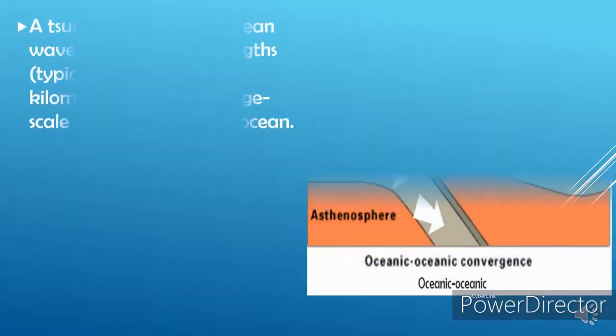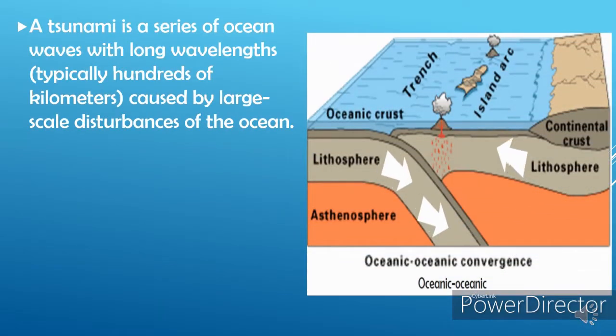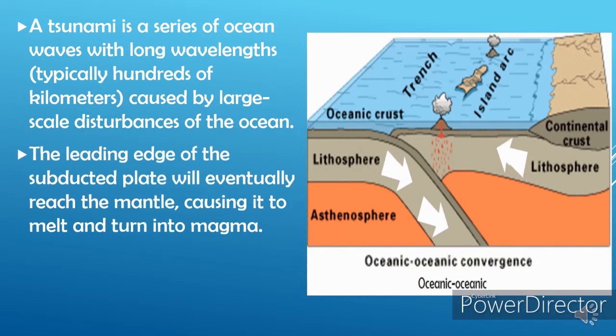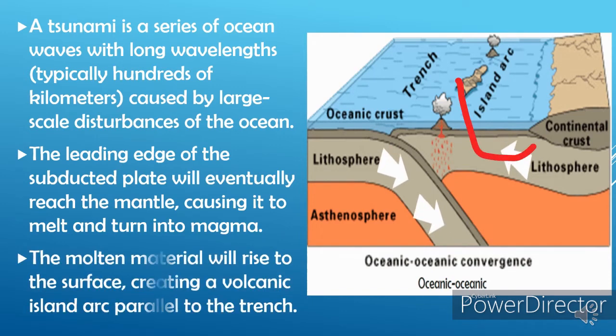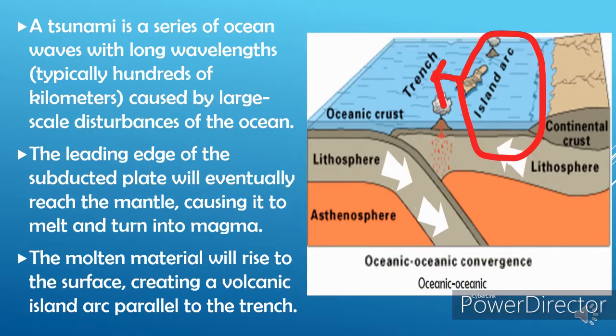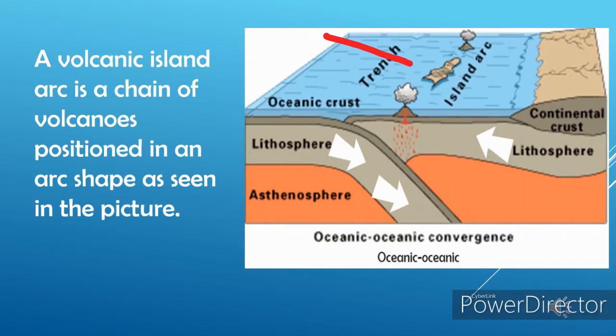A tsunami is a series of ocean waves with long wavelengths, typically hundreds of kilometers, caused by large-scale disturbances of the ocean. The leading edge of the subducted plate will eventually reach the mantle, causing it to melt and turn into magma. The molten material will rise to the surface, creating a volcanic island arc parallel to the trench. A volcanic island arc is a chain of volcanoes positioned in an arc shape as seen in the picture.